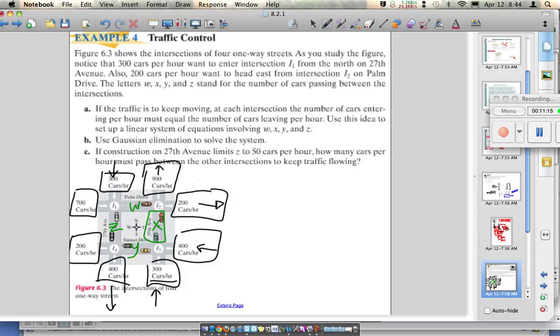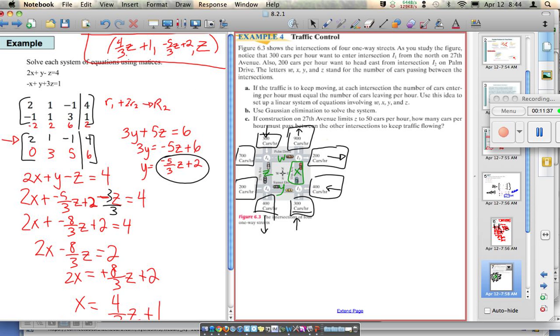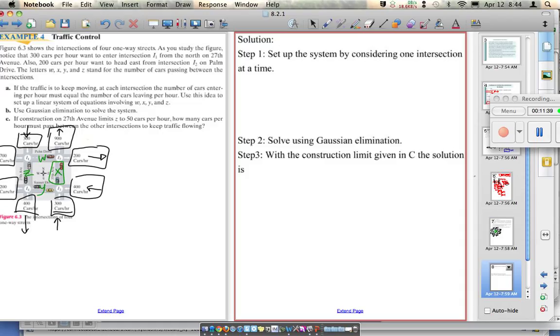And question C says, if construction on 27th Avenue limits Z to 50 cars per hour, how many cars per hour must pass between the other intersections to keep traffic flowing? So now Z has to be at most 50 cars per hour because of construction. So that's going to be one of our limitations that we'll see once we get through part B. We'll see what to do with C. So let's first set up that system by considering one intersection at a time.